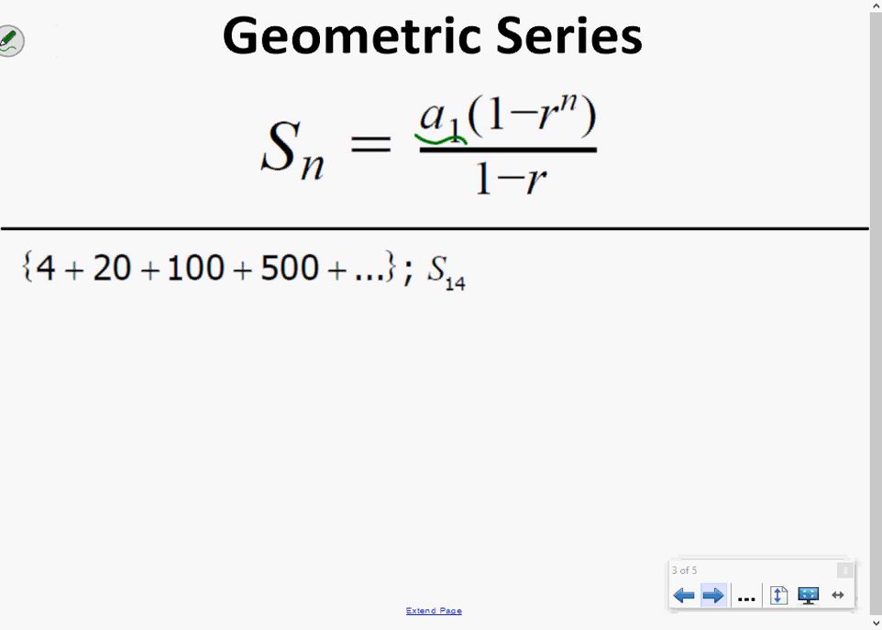Okay, we need to know the first term of the sequence, we need to know that constant ratio, and we need the number of terms that we're summing up. So let's look at the example below here. My first term, looking at the sum here, is 4. I am finding S14, which tells me I am looking to find the sum of the first 14 terms. So now we just need to know that ratio.